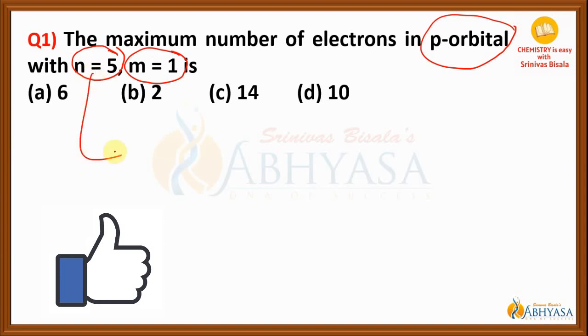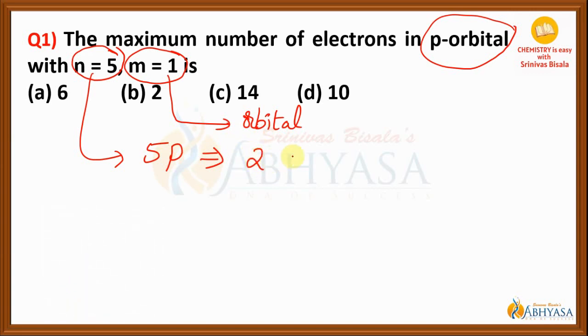So n equal to 5 means that is the fifth orbit, and whenever m value is specified, it is about a particular orbital. It is indicating a particular orbital and it is an orbital of 5p. So now tell me how many electrons can be present in 5p orbital. It is nothing but 2, isn't it? The maximum number of electrons that can be present in a 5p orbital, rather in any orbital, is always equal to 2. So for this question, the answer is option B.